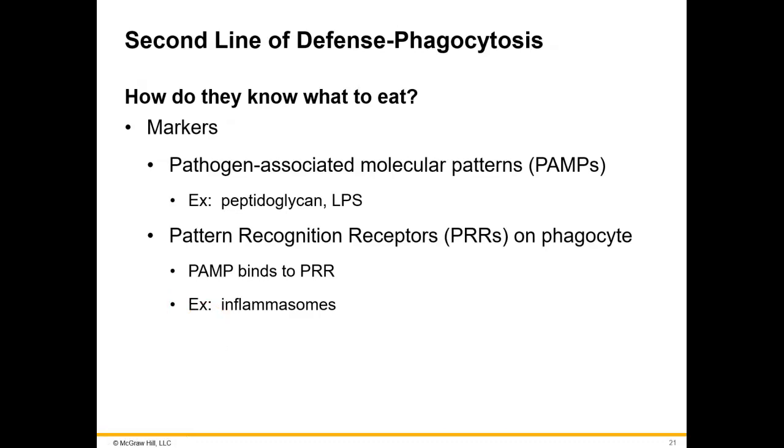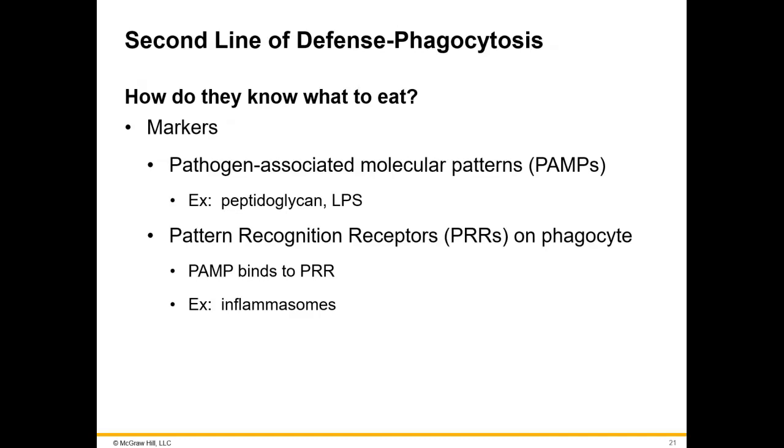So once again, these guys need to be able to differentiate between cells of your body and foreign cells. So they need something to say, hey, I'm a foreign cell, I'm different than your body. And so typically they're looking for some type of sign or a marker. So these markers are different types of antigens. They can be proteins, they can be sugars, they can be combinations of both.